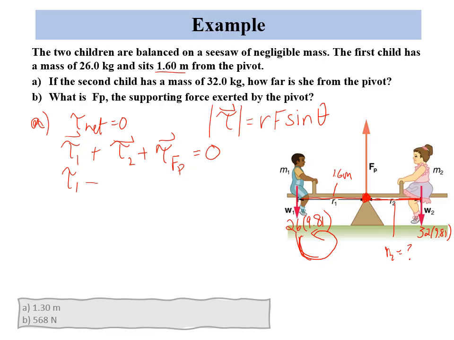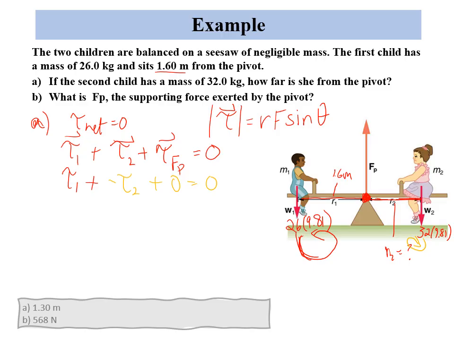I can do the same thing for my second object. If that's the only force acting on this system, then it is going to rotate in this direction, which is clockwise. Clockwise is negative, so torque 2 is actually negative. And for the pivot force, that is located at the rotational axis, so the torque due to the force of the pivot is actually 0.